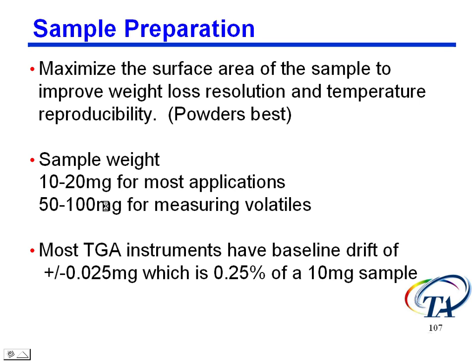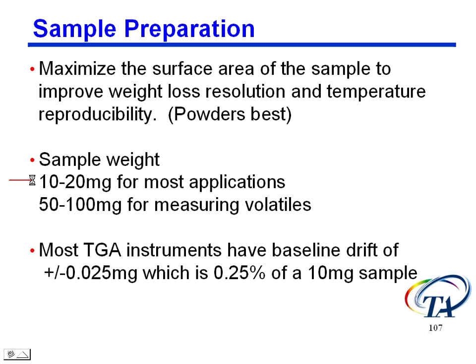If you have a large pellet or a large chunk of material, that can work as an insulator, so the inside may be at a little bit lower temperature than the outside of that, because that outside chars and insulates that sample. Sample weight, 10 to 20 milligrams is used for most applications, but you might want to increase that if you're using very small weight losses, measuring volatiles, etc.